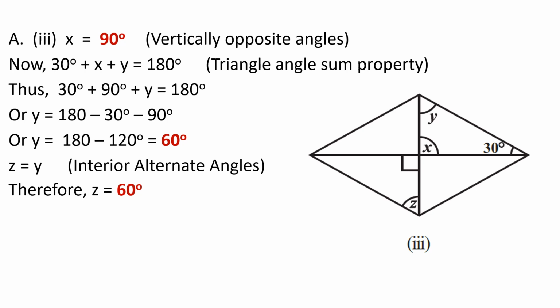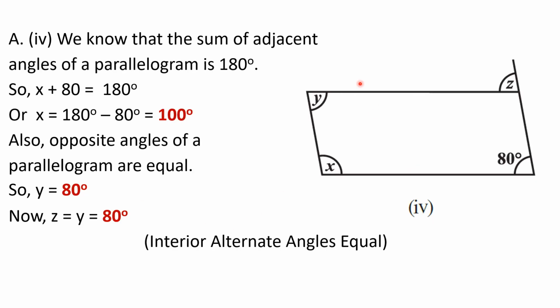Fourth part, part number 4, we have a parallelogram like this and one exterior angle z like that. Very simple. So we take this x first. We know that the sum of adjacent angles of a parallelogram is 180 degrees. So x plus 80 is equal to 180 degrees. So x is equal to 180 minus 80 is equal to 100 degrees. So simple. Now y is opposite to this angle. So also, opposite angles of a parallelogram are equal. So y is equal to 80 degrees.